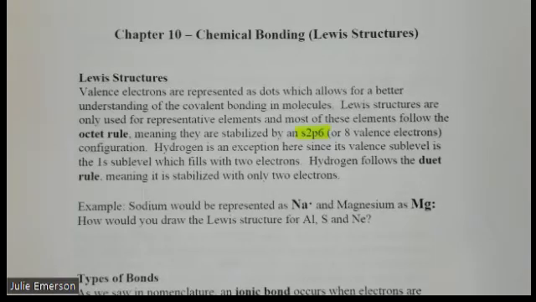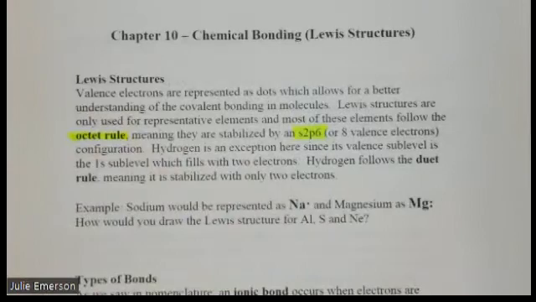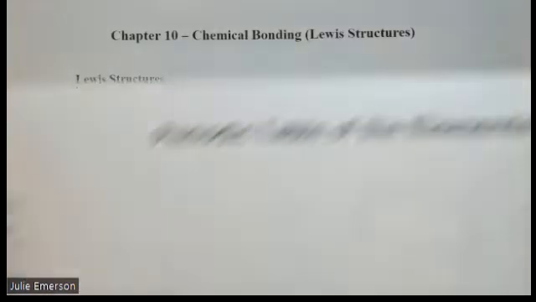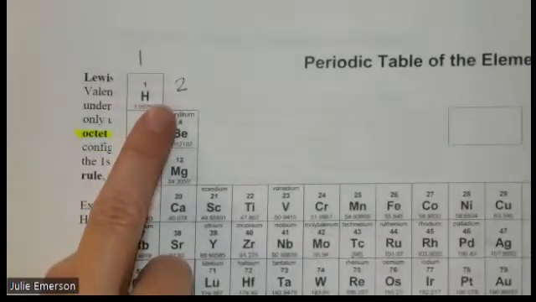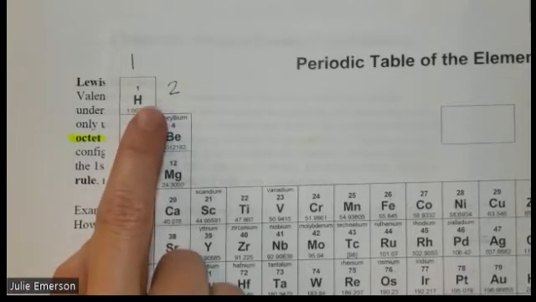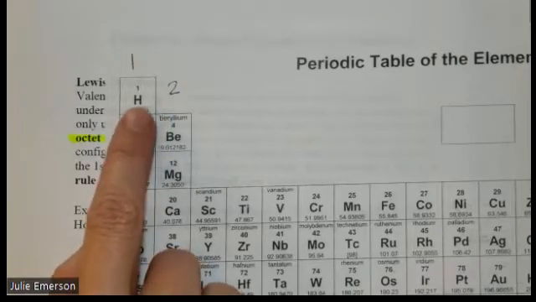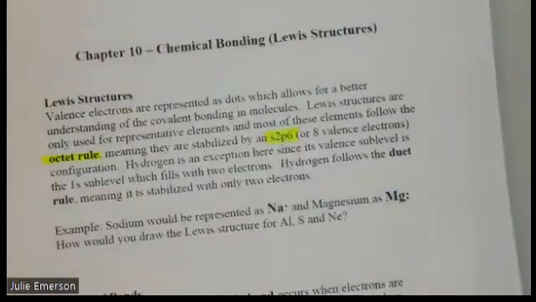So every element, the representative elements, again, transition elements are out the window here, they follow the octet rule for 8. Now, the exception here, and this makes total sense when you look at the periodic table, remember in row 1 we only have an s subshell. So there is no 1p6, right? So hydrogen can't follow the octet rule because there's no octet to have. So hydrogen follows what's called the duet rule.